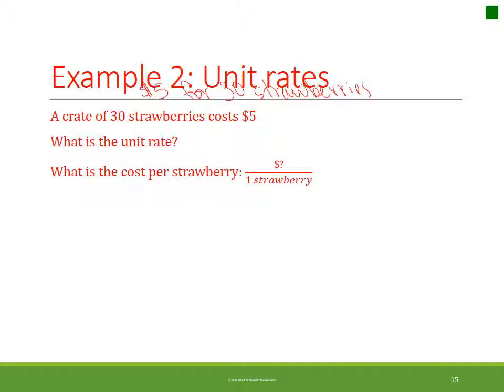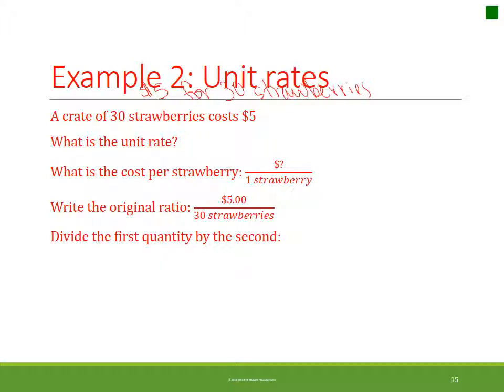So we're still doing the unit rate here. We still want the cost per strawberry. So we want to write the original ratio, $5 for 30 strawberries. And then we want to divide the first quantity by the second. So we want to divide 5 by 30.